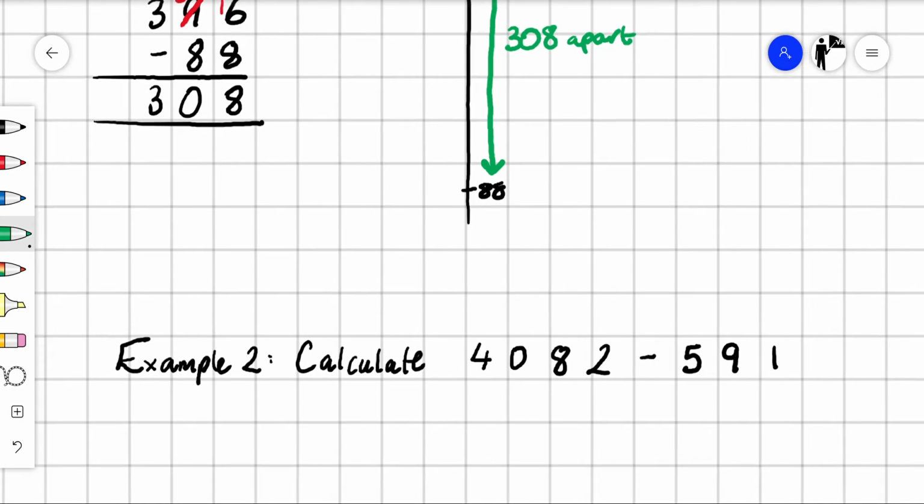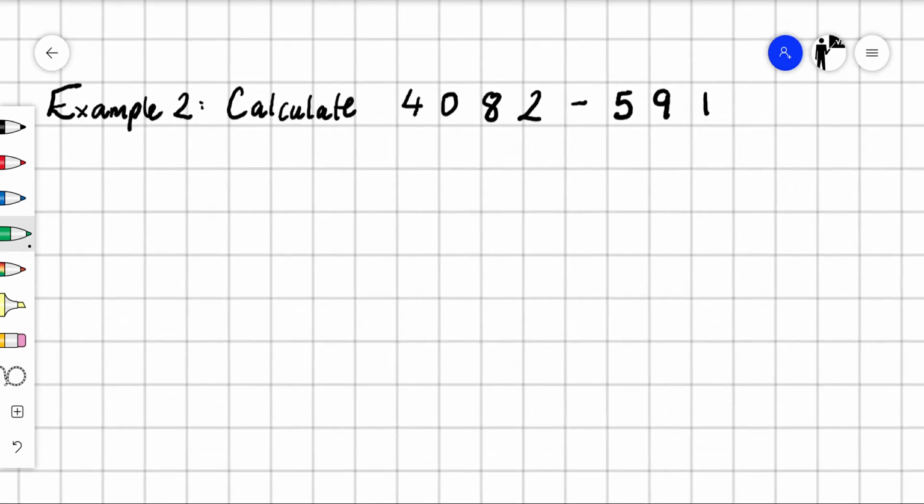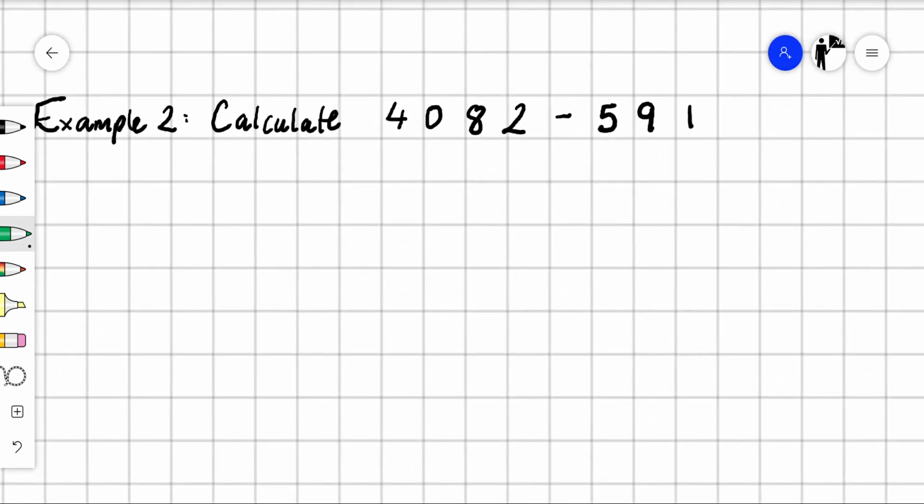Okay, example 2. Calculate 4082 subtract 591. We've got thousands here, so we need to go to our place value: thousands, hundreds, tens, units. So we've got 4,000, 0 hundreds, 8 tens and 2 units, and we're subtracting 5 hundreds, 9 tens and 1 unit.